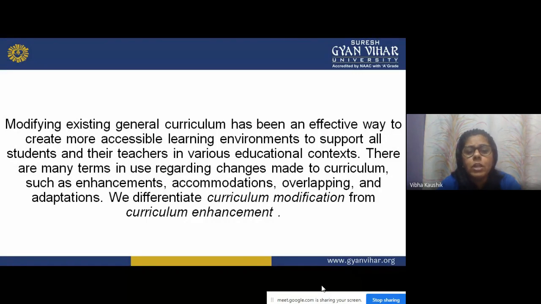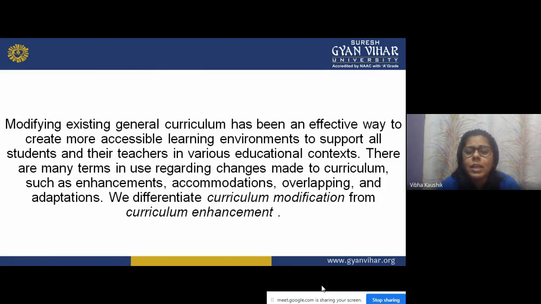There are many terms in use regarding changes made to the curriculum, that is, modification of the curriculum. Various terms are used to define that, such as enhancement, accommodations, when we are accommodating the existing curriculum with the new curriculum, overlapping of the curriculum, and adaptations which have been made so that the learner can improve his learning. We differentiate curriculum modification from curriculum enhancement.